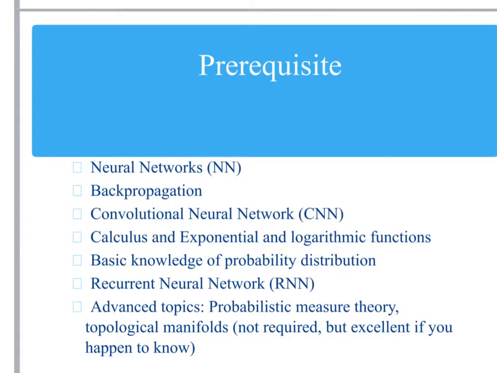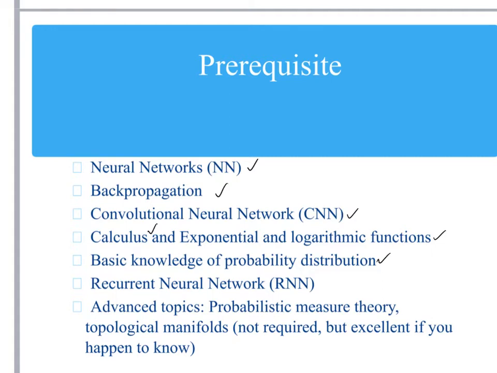Before we delve deeper into GANs, let me talk about the things that you may want to make sure that you have some idea about, which are prerequisites. For understanding GAN, you need to know neural nets, backpropagation, CNN, which is convolutional neural nets. You may need to know calculus a little bit, particularly derivatives and partial derivatives, and exponential and logarithmic functions. Basic knowledge of probability distribution and density functions.